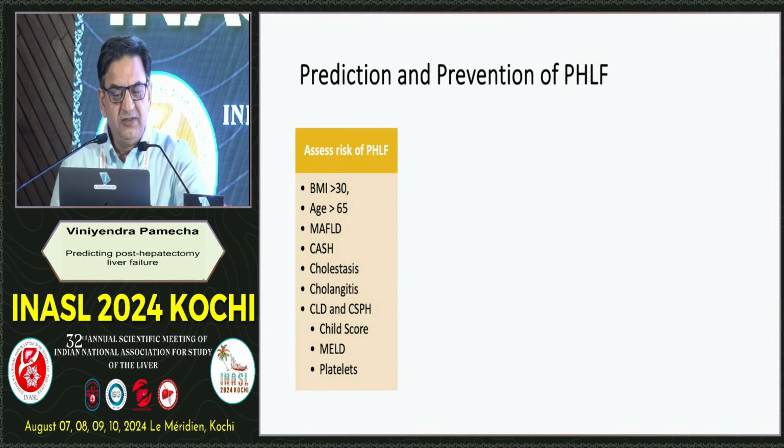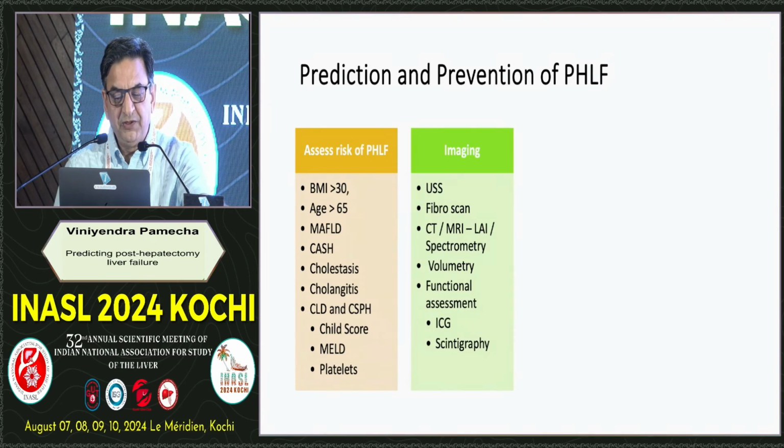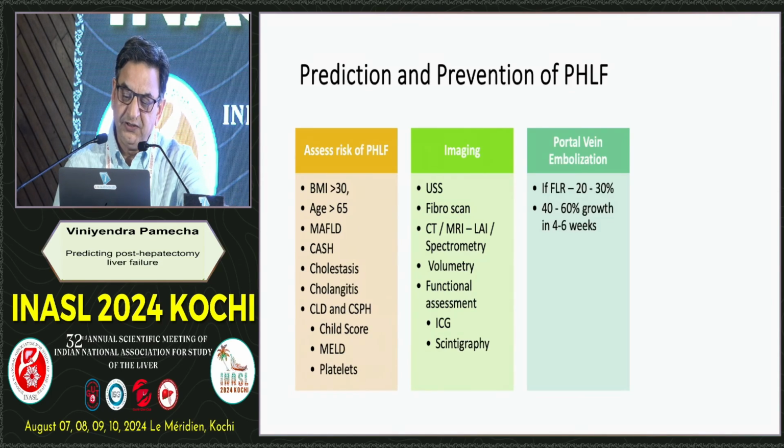So this is my final slide: prediction and prevention of post-hepatectomy liver failure. You need to assess all the risk factors, that is age and BMI, and look at the liver parenchyma in whatever possible ways in order to make sure that you're not dealing with a bad liver. There are lots of imaging modalities nowadays available. Ultrasound, FibroScan can tell you a lot. CTs can give you the volumetry. Then you need to do a functional assessment with ICG and scintigraphy.